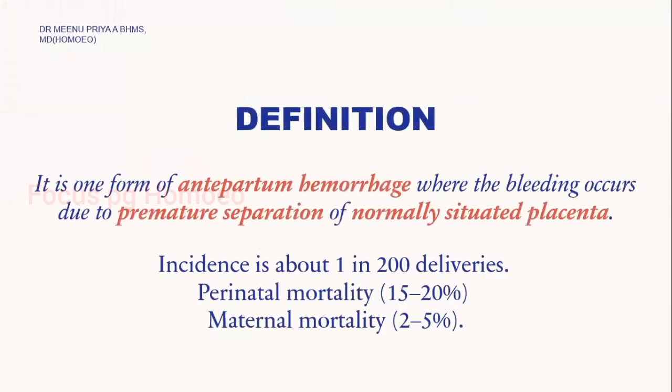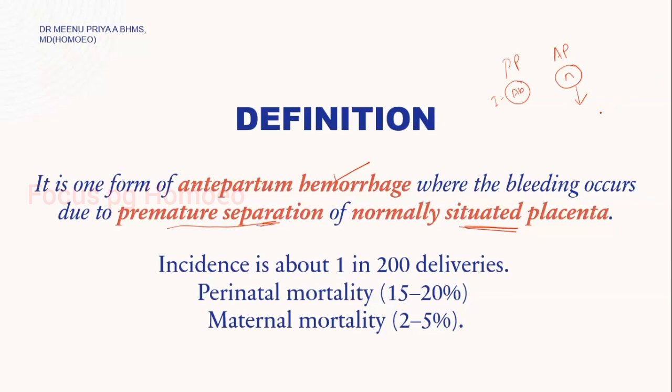Now, the definition of abruptio placenta: it is one of the causes of antepartum hemorrhage, where bleeding occurs due to premature separation of a normally situated placenta. One main difference with placenta previa is that in placenta previa, the implantation is abnormal, whereas in abruptio placenta, the implantation or lying of the placental site is normal. Then what is the problem happening here? If it is normally situated, it is premature separation of placenta.